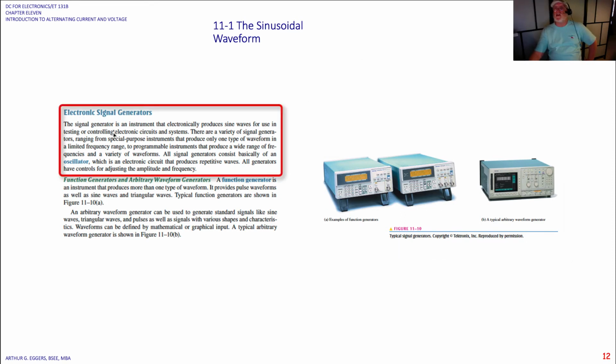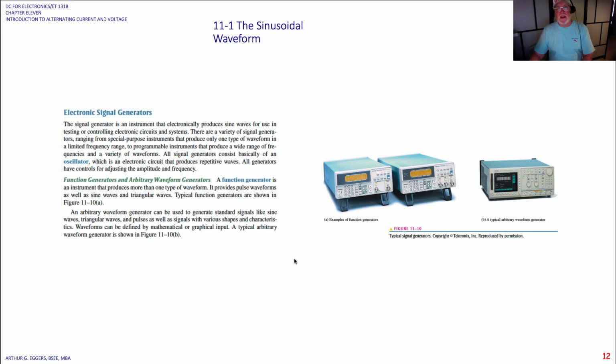So the signal generator is an instrument that electronically produces sine waves for use in testing and controlling electronic circuits and systems. And you'll remember early on in this section, in the previous videos, that it mentioned that a sinusoid can also be created with a mechanical device, a generator. So this is the electronic wave.